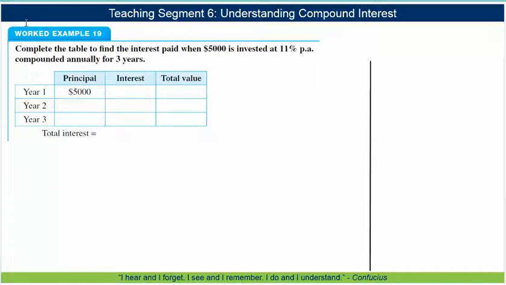So in this example, I'm going to demonstrate compound interest. The key word here is compound annually. So annually, if you're not sure what that means, yearly.